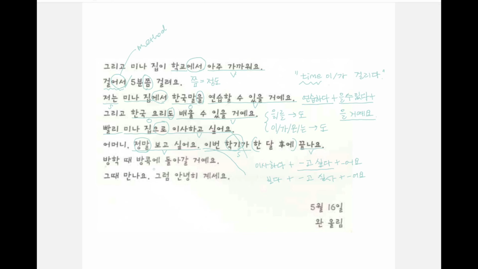방학 때 방콕에 돌아갈 거예요. 자, where's the verb? 돌아갈 거예요. 자, what is the base form? 아이고, 돌아가다 있네요. What does it mean? Go back. plus 을 거예요. Future tense. So I will go back. Where? To Bangkok. When? 방학 때. During the vacation.